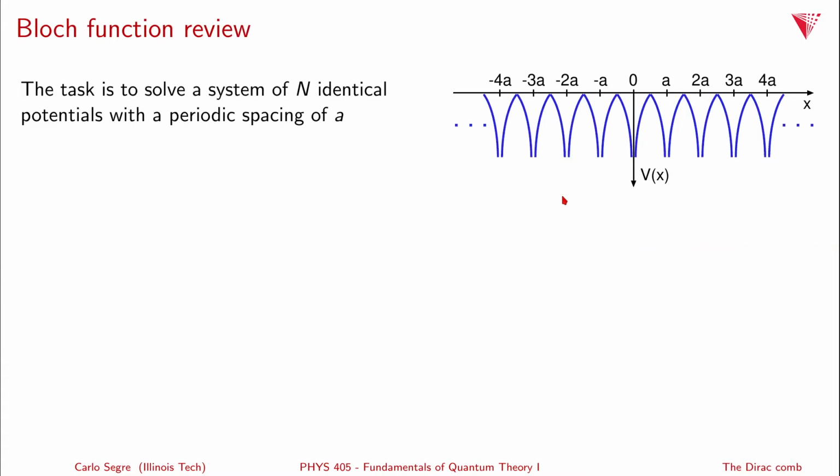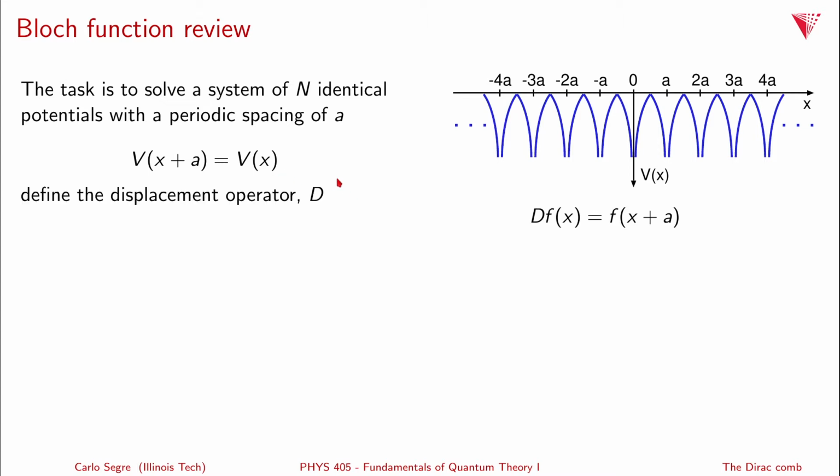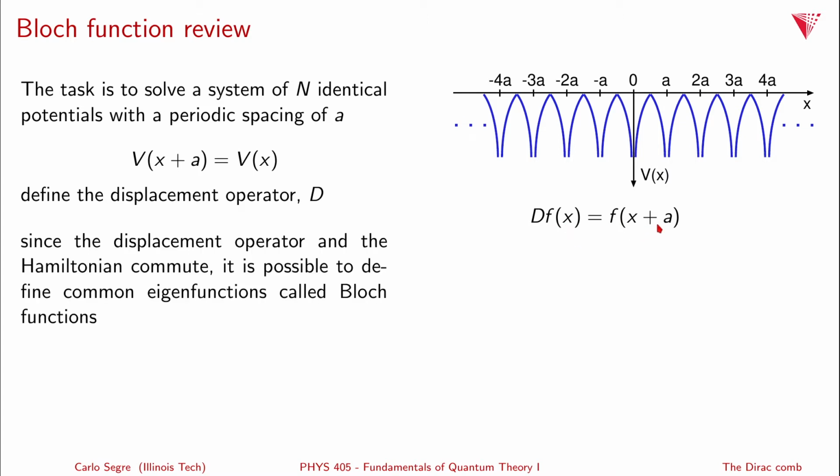So, our task is to solve a system of N identical potentials with the periodic spacing of a, and the potential periodicity is described as V of x plus a is equal to V of x. So what we did is we defined the displacement operator, D, so that if you apply D to a function f of x, you get f of x plus a.